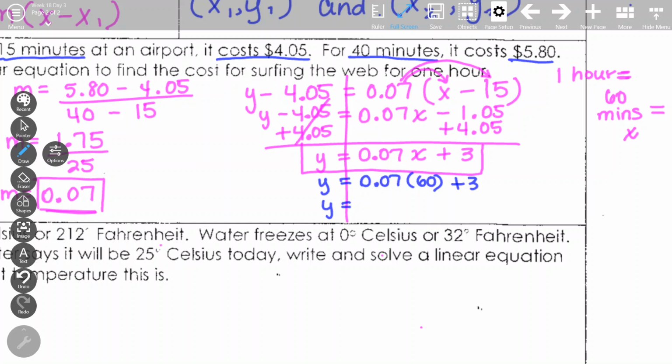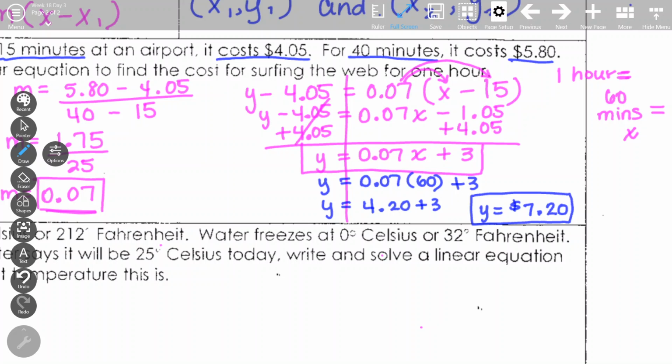So when we work this out, we've got 0.07 times 60, and that's going to give me $4.20 plus 3. So when I add those together, 4.20 plus 3 gives me $7.20. So it would cost me $7.20 to surf the internet or the web for 1 hour.